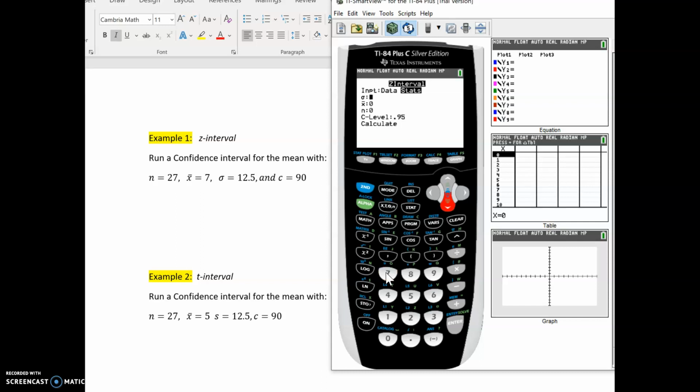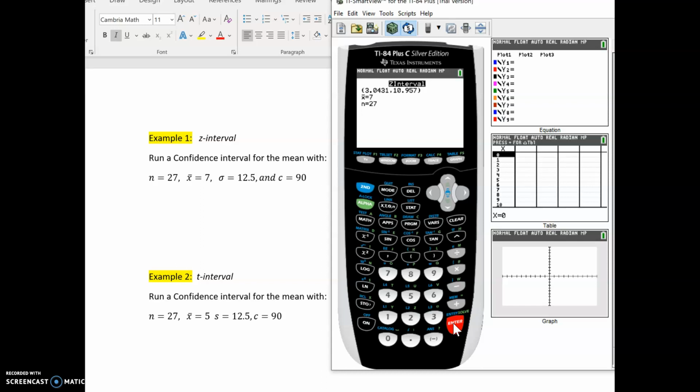We're given that sigma is 12.5. The value of the mean is 7. The sample size is a total of 27. And then the level of confidence, or in this case the C level, is going to be 90. So those are the commands. Please run it and see if you get what I'm getting. At this point, you're going to take a picture of your screen and submit it.